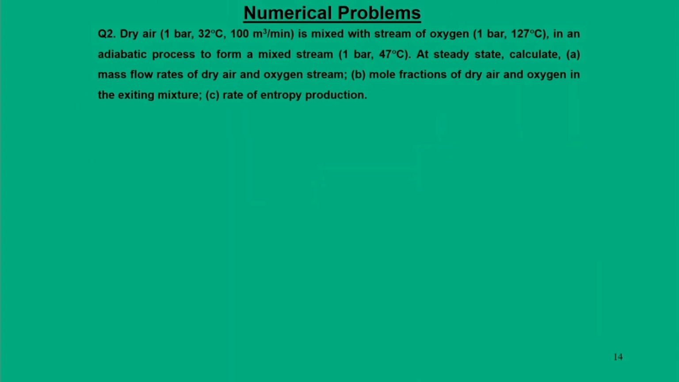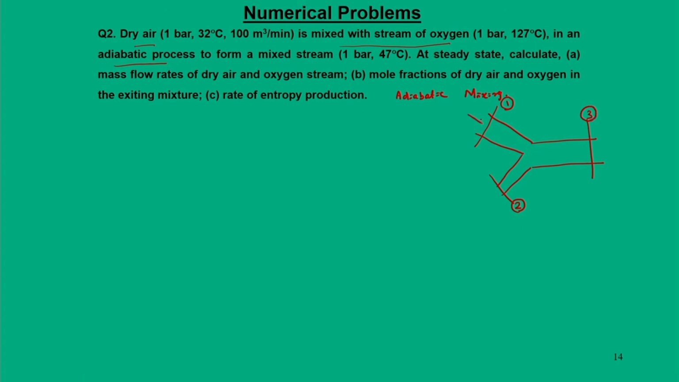Okay. Now, in the next problem we are going to talk about a situation in which dry air is mixed with a stream of oxygen, and this mixing process is an adiabatic process. So, it is a case of adiabatic mixing. Adiabatic mixing means we have two streams that come in contact with each other: stream 1, state 2 and state 3.